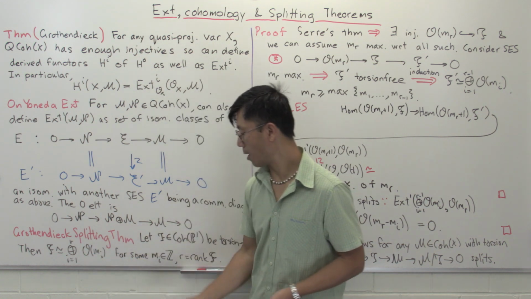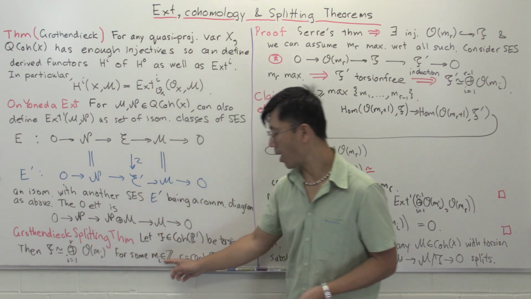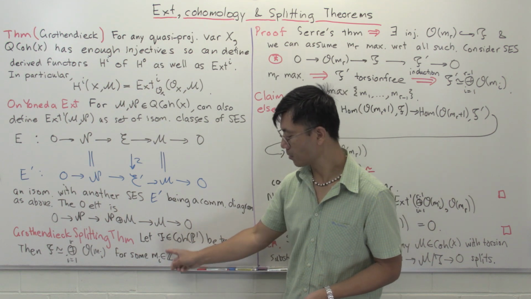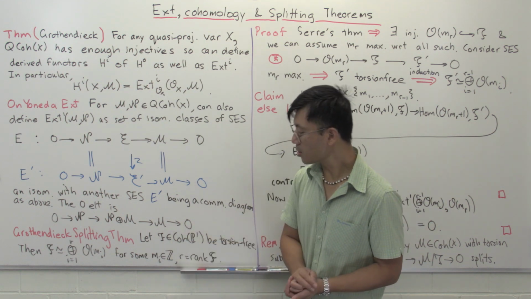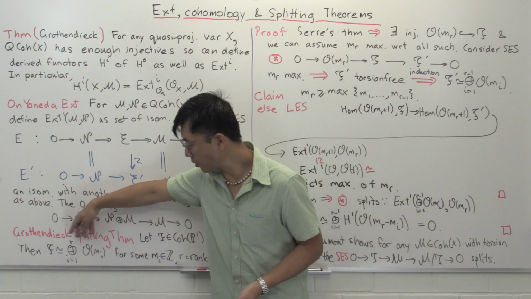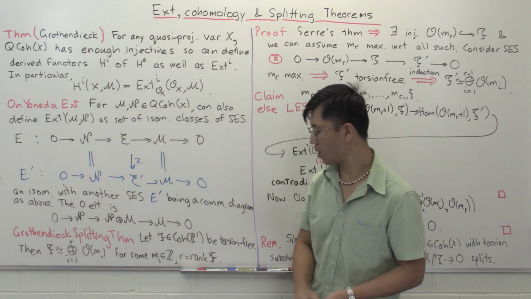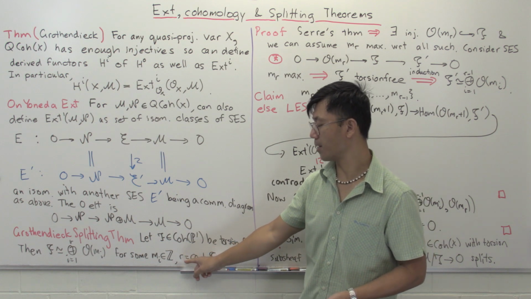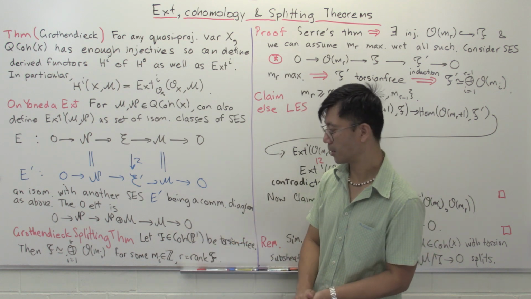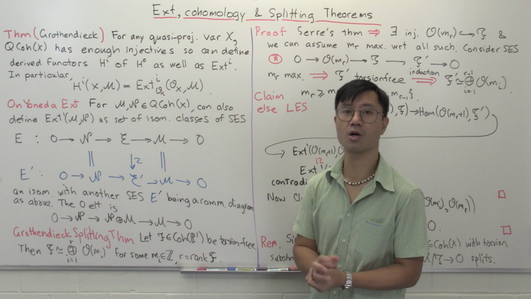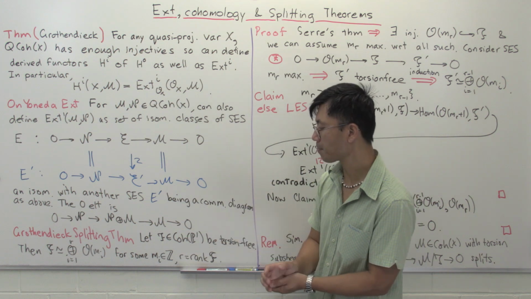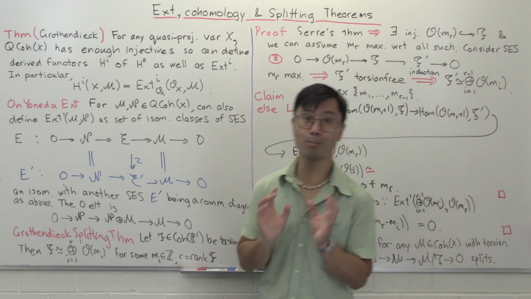So it's going to be O(m_i), where the m_i are some integers, and of course the number of summands will give you the rank of this coherent sheaf. So the number of summands is just the rank. This is the version that I want to show you the proof for right now, and so let's go ahead and prove this.